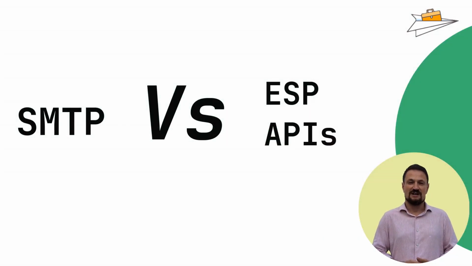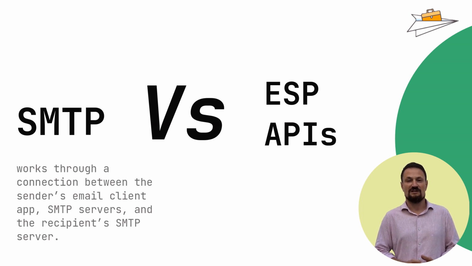When sending emails from applications or websites, developers typically have two options. You've got the traditional SMTP and the modern email APIs provided by ESPs, email service providers. Both are used to deliver emails, sure, but they're quite different when it comes to implementation and use cases. SMTP has been the foundation of email communication since the 1980s. It works through a connection between the sender's email client app, one or more intermediate SMTP servers, and the recipient's SMTP server. The upside of SMTP is that it is widely adopted and very easy to implement, test, and troubleshoot.